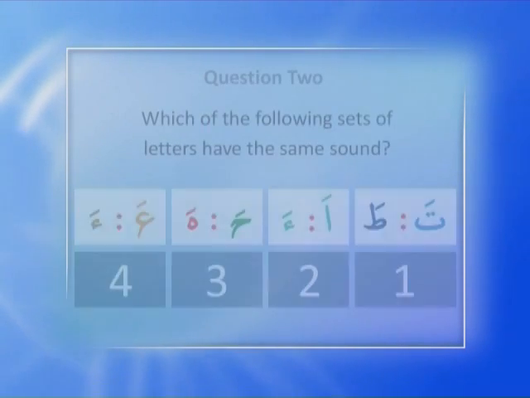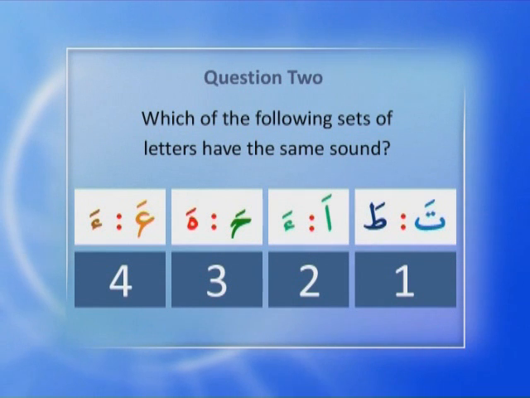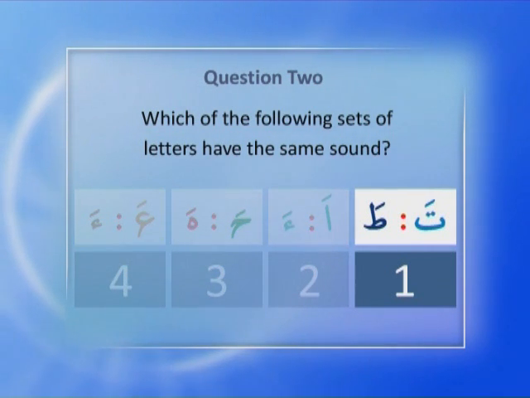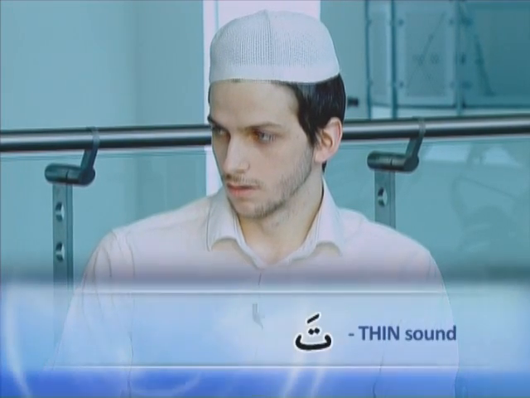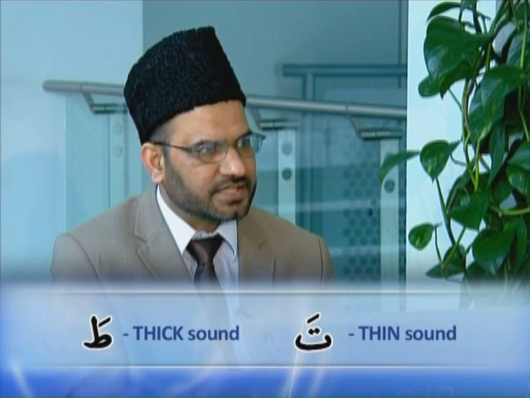Question 2. Which of the following sets of letters have the same sound? You see, there are 8 letters and 4 sets shown to you. Is there any difference in the pronunciation of the letters? If we start from the first set, there is a ta and again a similar sounding letter, ta. What's the difference between the letters of the first set? The ta is a thin sound and the other ta is a thick sound.